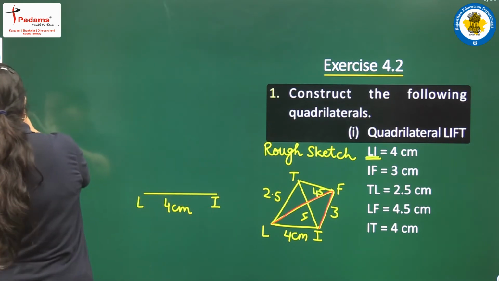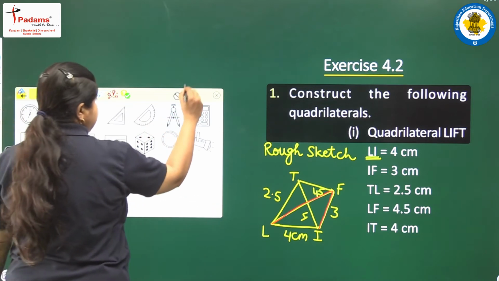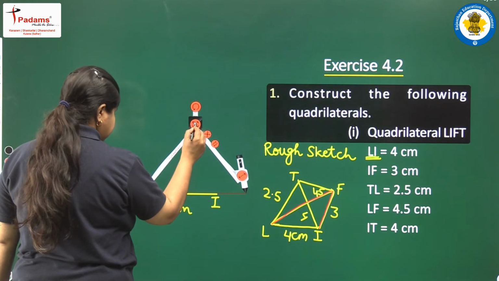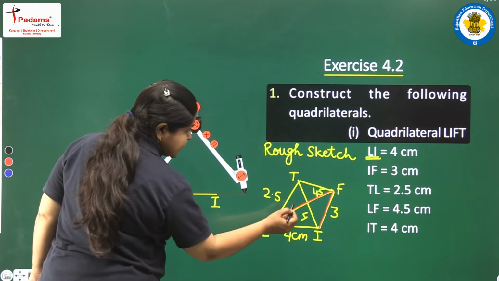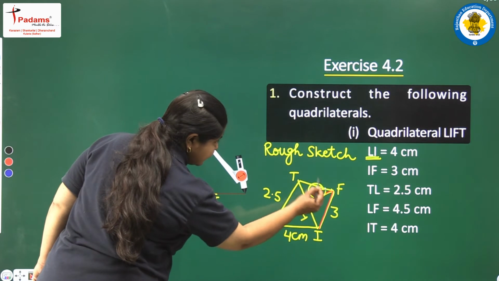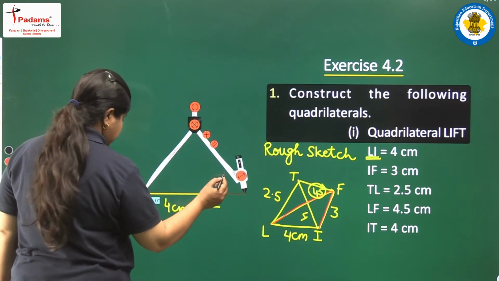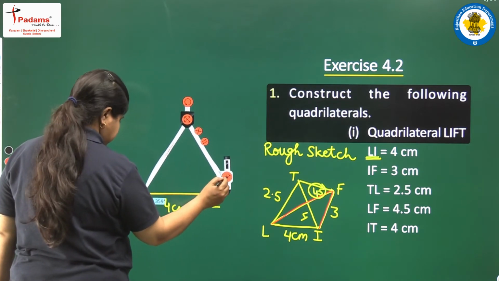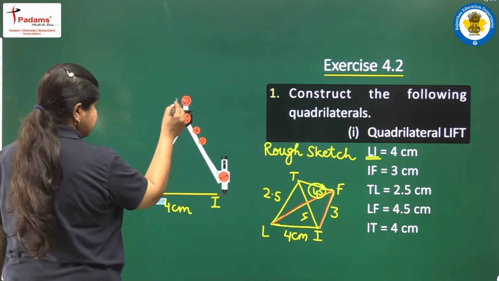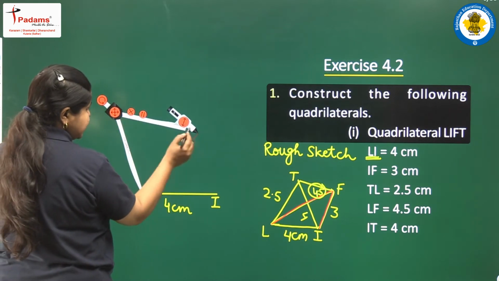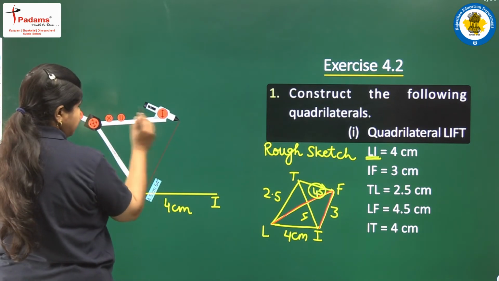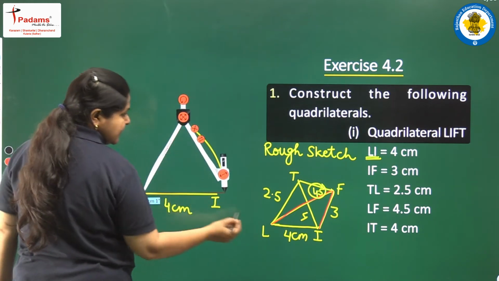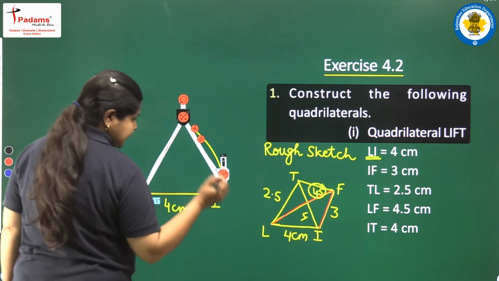First we will take L as the center, taking the help of a compass. We will take this L as the center, and how much radius do we need to mark this arc? We need it to be equal to 4.5 centimeters. So let us take it 4.5. This is 4.5. Let us draw the arc here in this way.